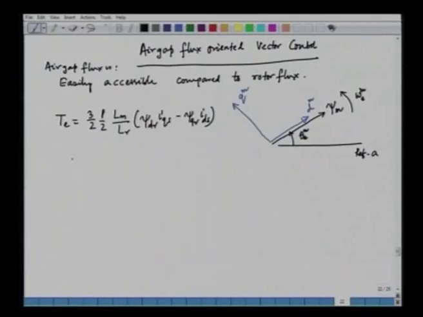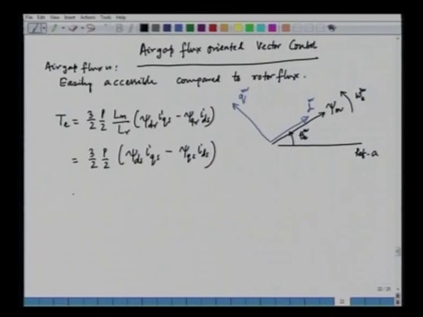If we simplify this equation, we can also derive it in the following fashion. As a matter of rearrangement, we can have 3 by 2 P by 2 into psi ds IQS minus psi qs IDS. So, we replaced psi dr and psi qr by psi ds and psi qs respectively. This torque equation is in terms of the stator flux and the stator currents. Further simplification gives us 3 by 2 into P by 2 into psi dm IQS minus psi qm IDS, where psi dm and psi qm are the air gap fluxes in the d axis and the q axis respectively.